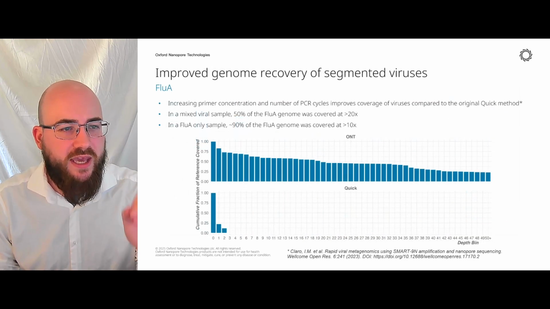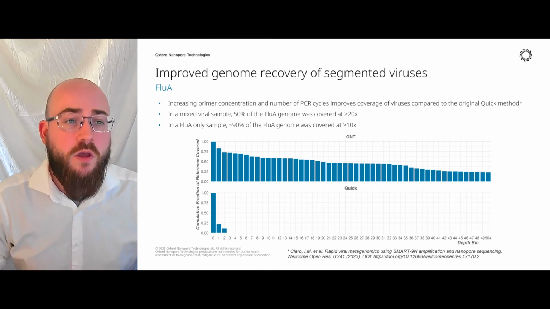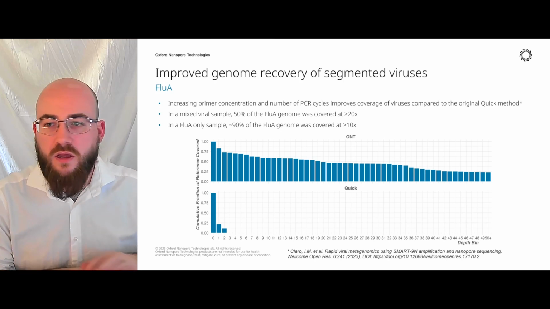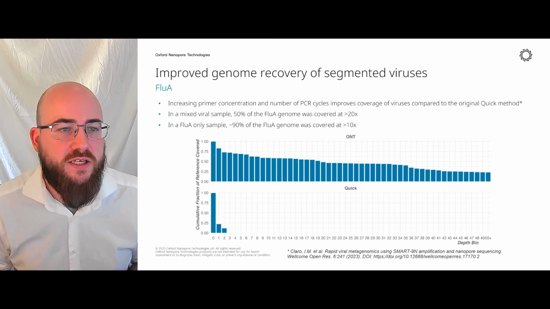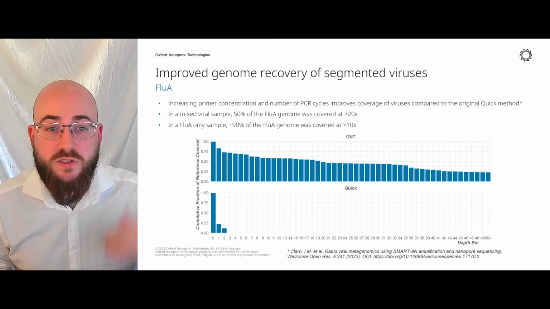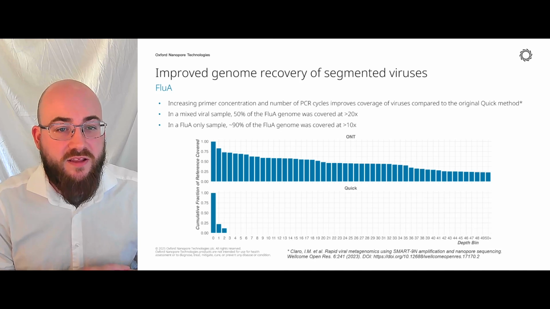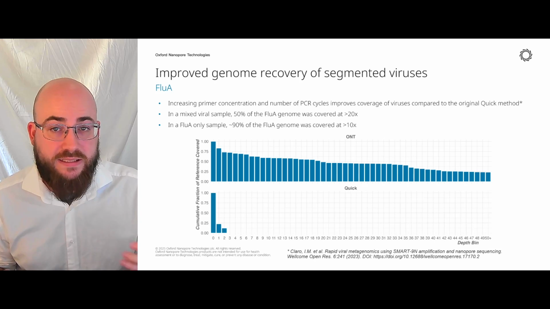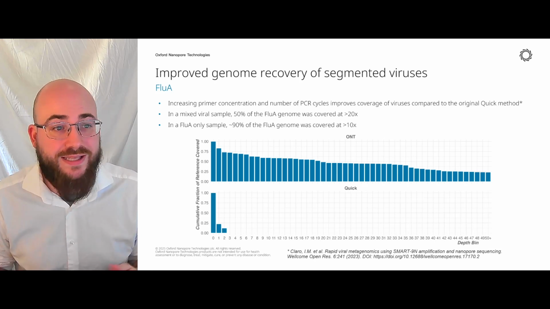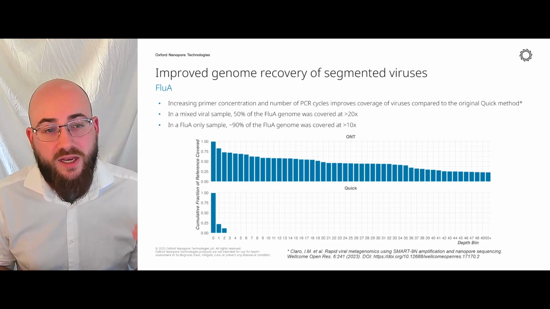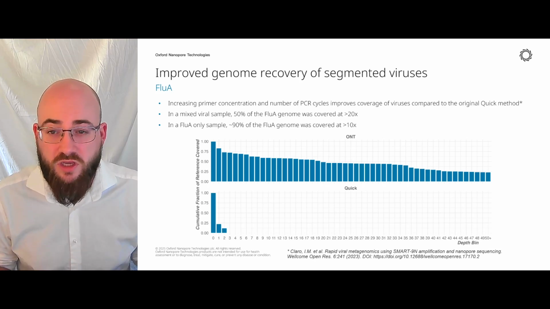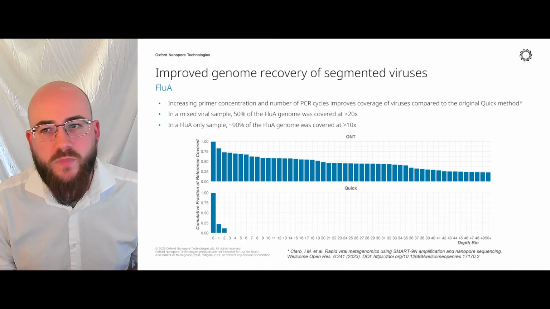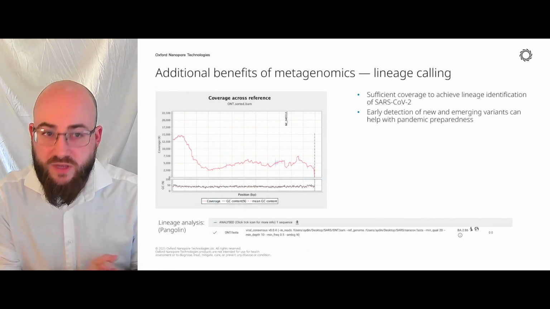And I'm just going to show you here what that means in terms of coverage. So flu A, segmented RNA virus, and we can see how much more depth we were getting across the genome here, how much more coverage. So by increasing that primer concentration and those PCR cycles, we see here that 50% of the flu genome is covered at above 20x. And that's in a mixed sample, right? That's a mixed viral sample with all sorts of things in there. In a flu-only sample, we're looking at getting 90% of the genome above 10x. Really good coverage. So this was a lovely thing to see, and one of the reasons we're really putting this forward now, right?